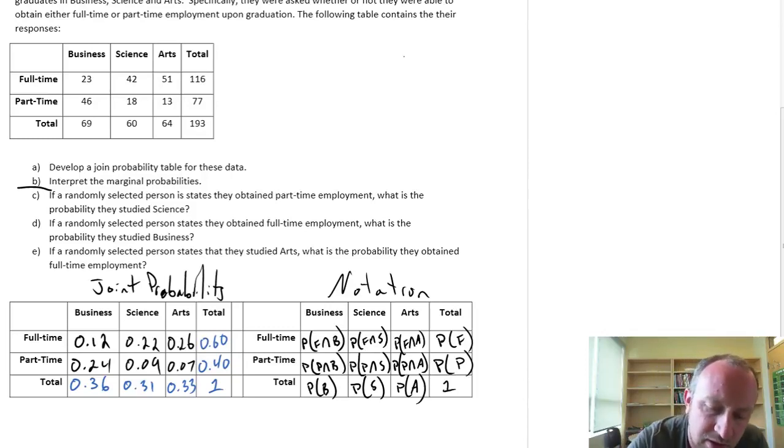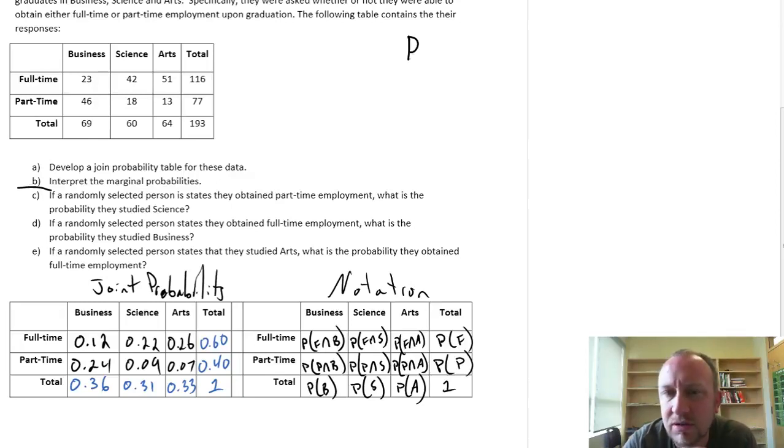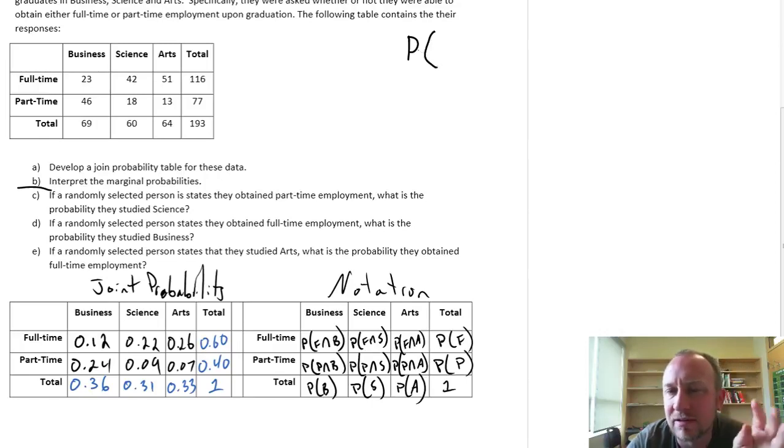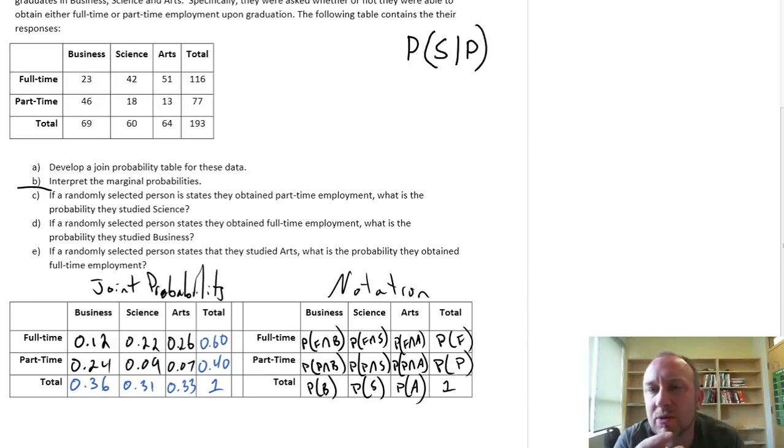So what we're looking for here is now the conditional probability. Conditional that they obtained part-time employment, what's the probability that they studied science? The notation is actually backwards compared to how you would say it. It's conditional on having part-time employment, what's the probability that they studied science? So the way that you would read this is: what's the probability that an individual studied science given that they have part-time employment. Okay, so that's how you would read this statement.